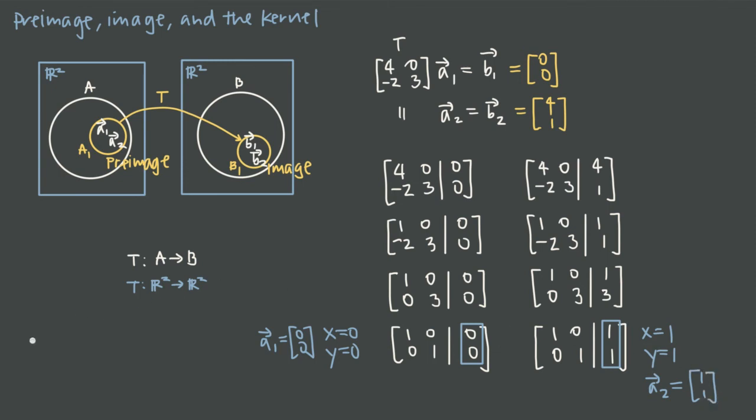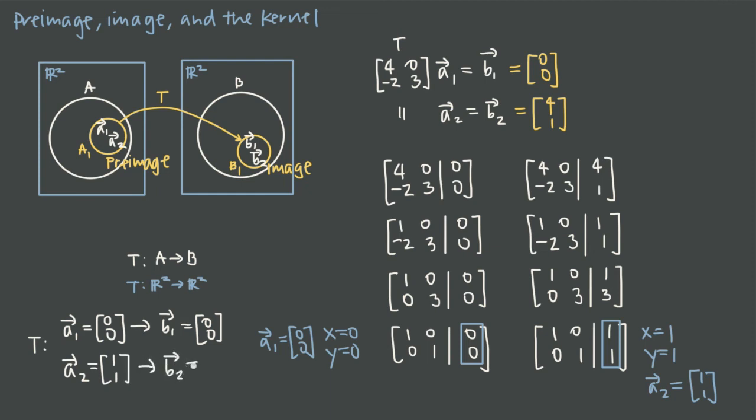And so I can specifically say that under the transformation T, the vector a1, which is the 0 vector, is mapping to the vector b1, which was the 0 vector. And we said that A1 was part of this A1 preimage and B1 is part of this B1 image. And then I can say also that the vector A2, which was part of the preimage, and that is the vector 1, 1, is mapping to, under the transformation, the vector B2, and B2 we said was 4, 1.